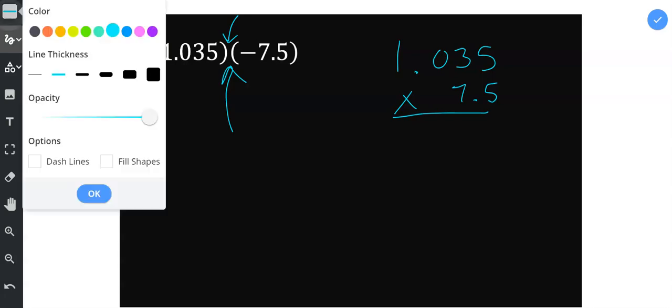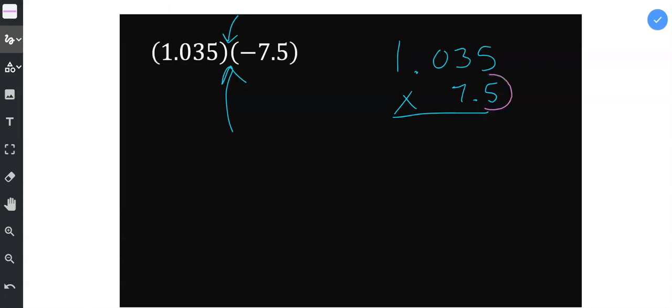So now I'm going to grab a different color and show that I'm multiplying by 5 first. So 5 times 5 gives me 25. I carry the 2. 3 times 5 is 15, plus 2 is 17. 0 times 5 is 0, plus 1 is 1. And then 1 times 5 is 5. And then in the next line, I'm going to put a 0 to hold a place.